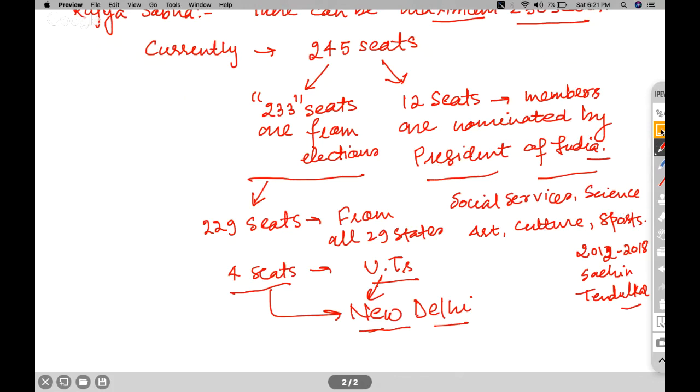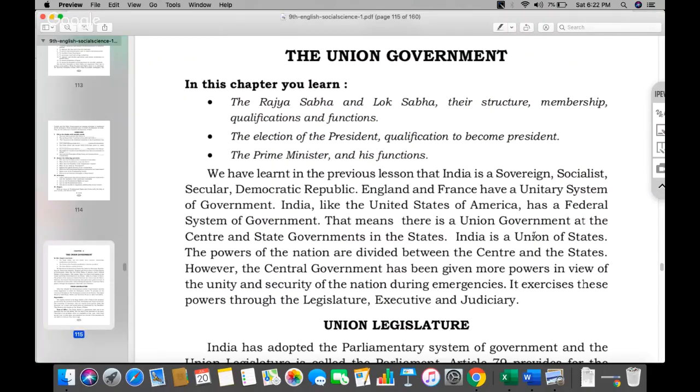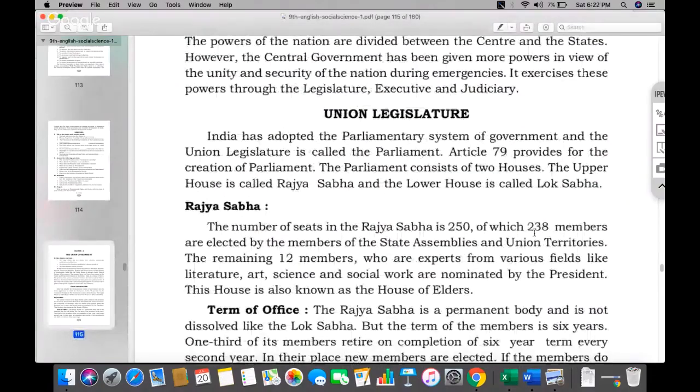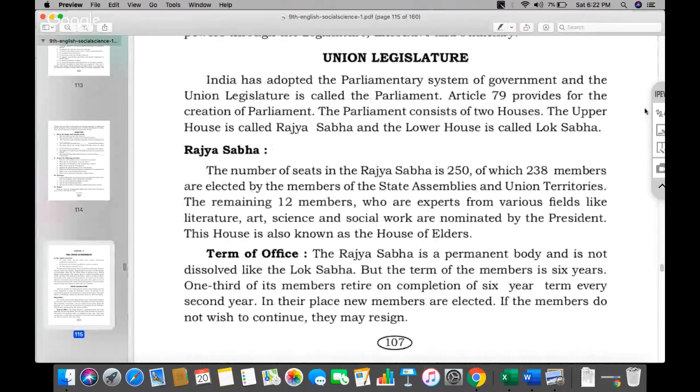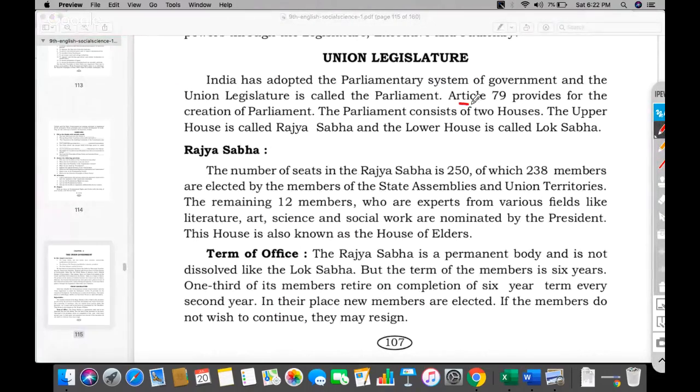Now let me check your book. What is left out? India has adopted the parliamentary system. One thing you need to understand here is that Article 79 provides for the creation of parliament. This is very, very important. You should remember that it is Article 79, which tells us to create parliament.